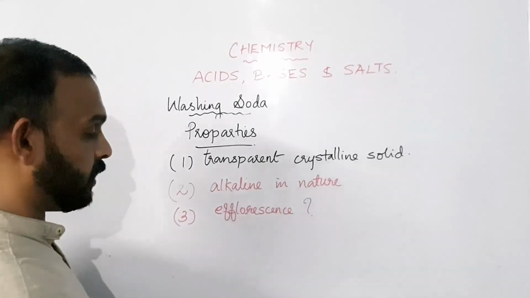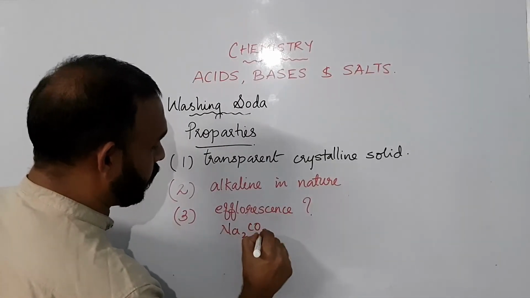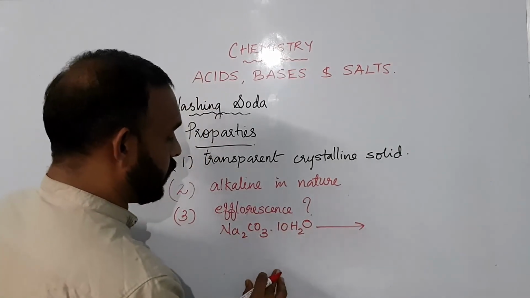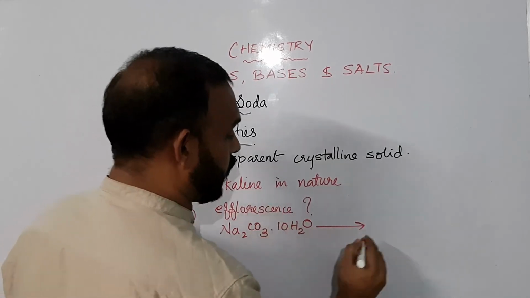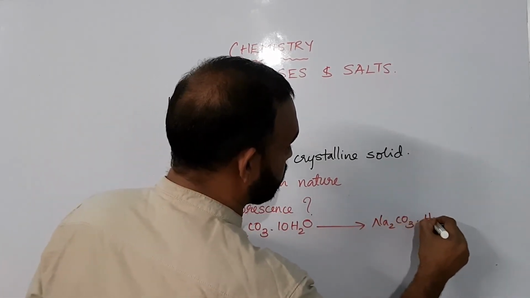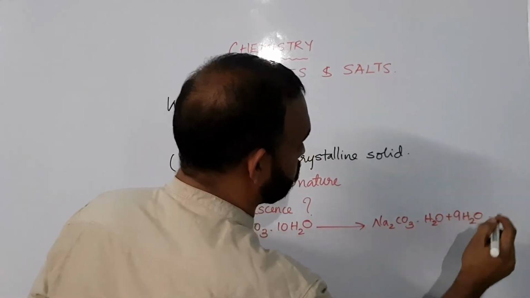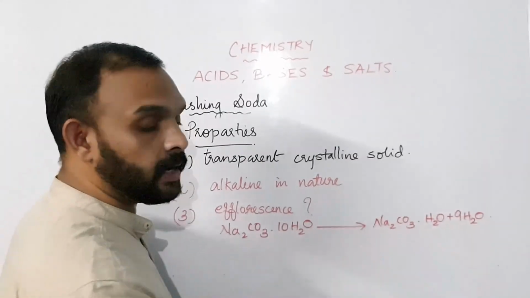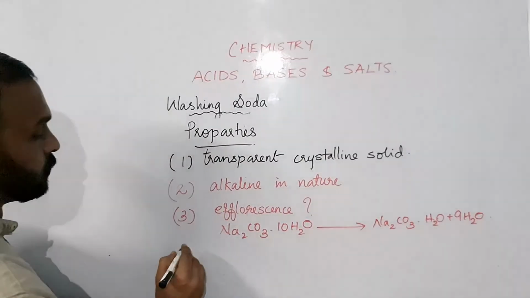Let's see the equation of the reaction. That is, when you keep these crystals of washing soda open in air, it will slowly lose its 9 molecules of water of crystallization and we will get Na2CO3.H2O, which is known as sodium carbonate monohydrate. Is it clear? Now its fourth property.